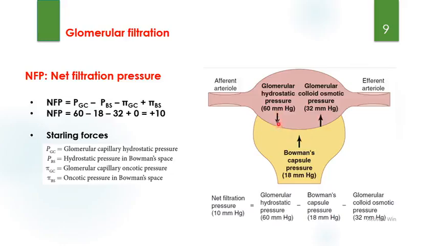By considering the values, 60 for hydrostatic pressure of the glomerular capillary, 18 for hydrostatic pressure of Bowman's space that has a negative effect on filtration, and also the oncotic pressure of the glomerular capillary, 32, that also has a negative effect. By summation of these values, the final result will be plus 10 mm of mercury that favors filtration.